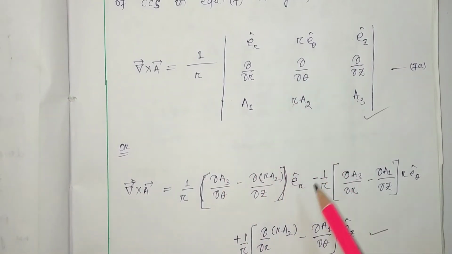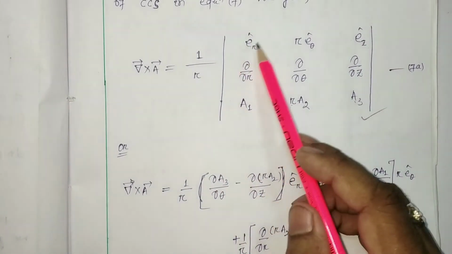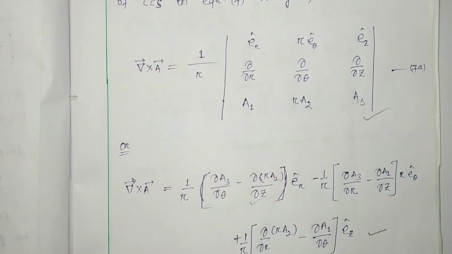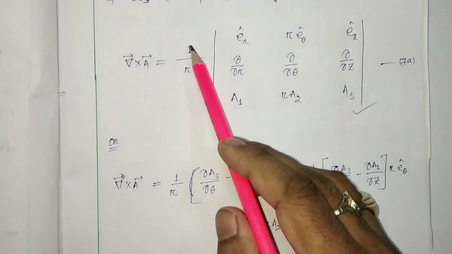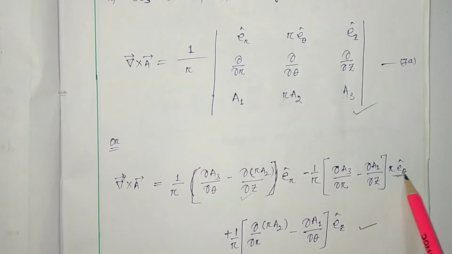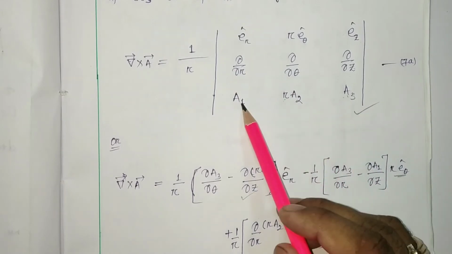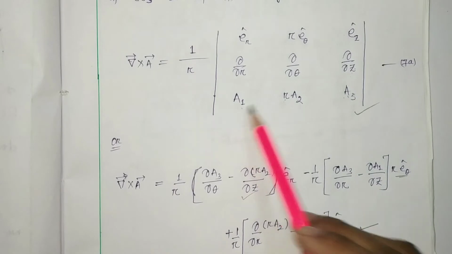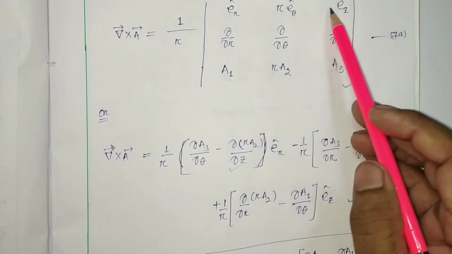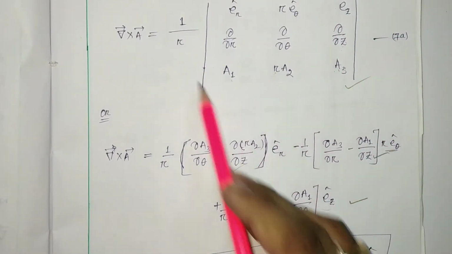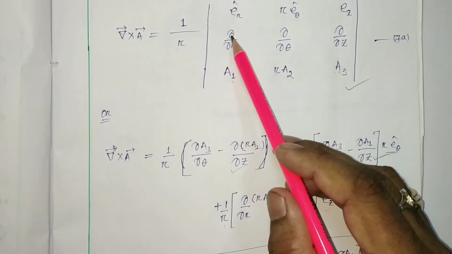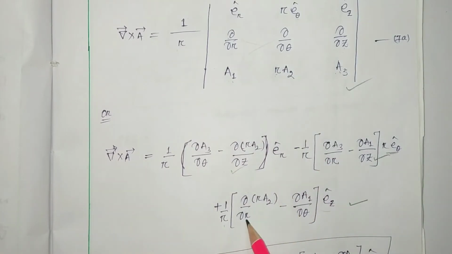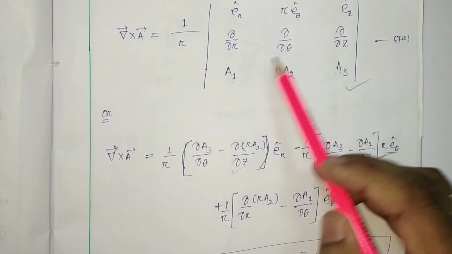Now e_r cap is del by del theta of A3 minus del by del z of A2, then minus 1 by r, e_theta cap into del by del r of A3 minus del by del z of A1. Next, plus e_z cap, 1 by r, del by del r of r A2 minus del by del theta of A1.